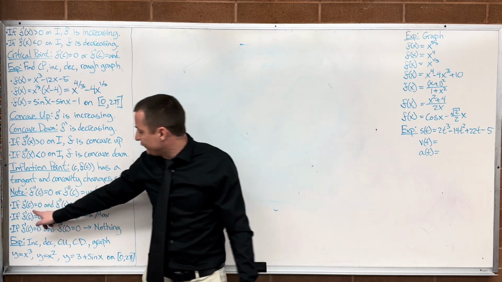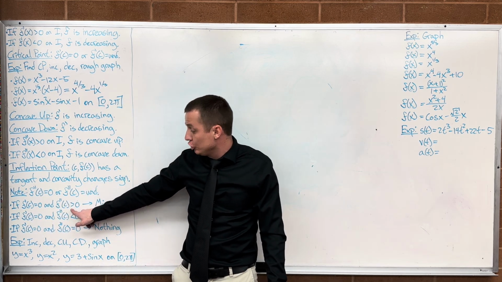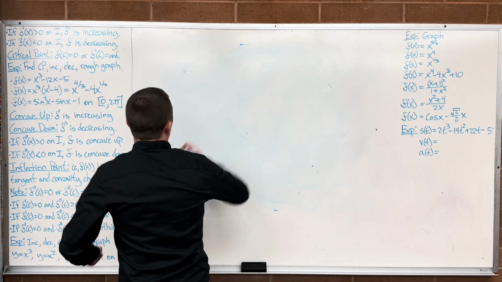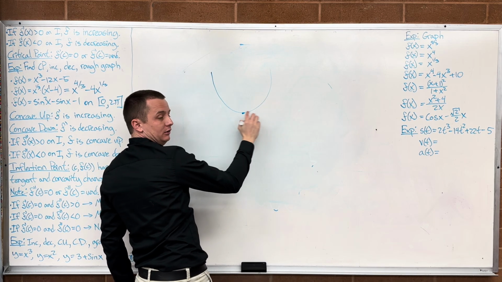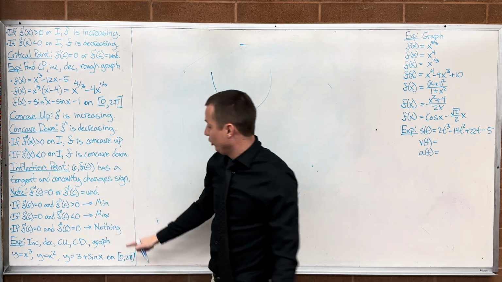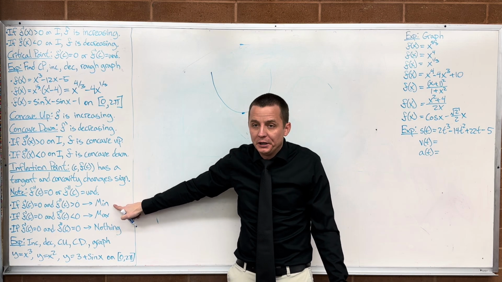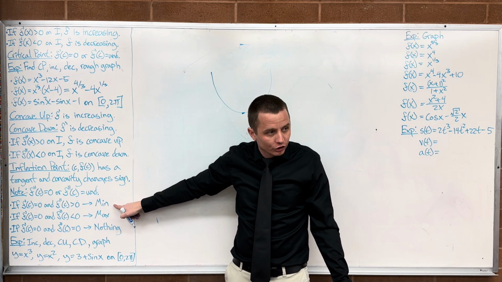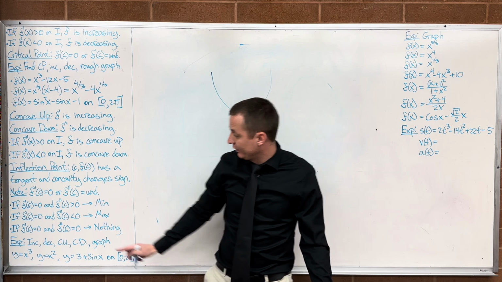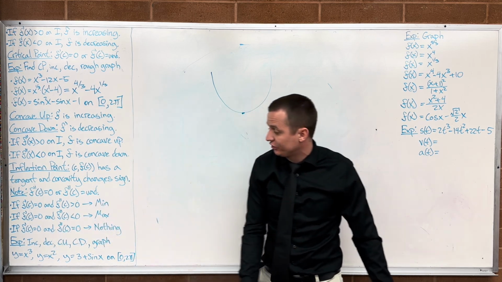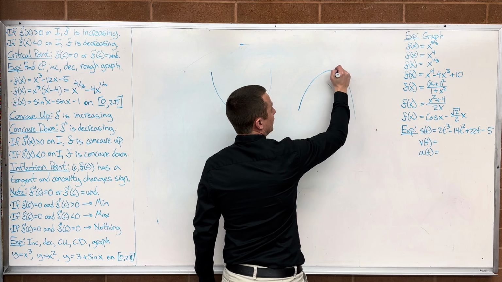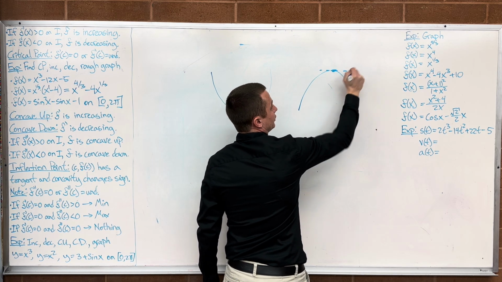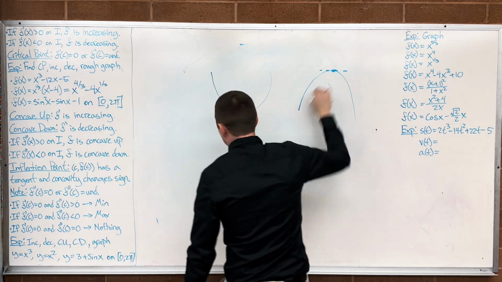If your derivative is 0 and your second derivative is positive, so we're concave up and at a point where the slope is 0, then you are for sure at a local min or an absolute min, but for sure a local min. On the other hand, if your derivative is 0 and the second derivative is negative, so it's concave down, you must be at a max.